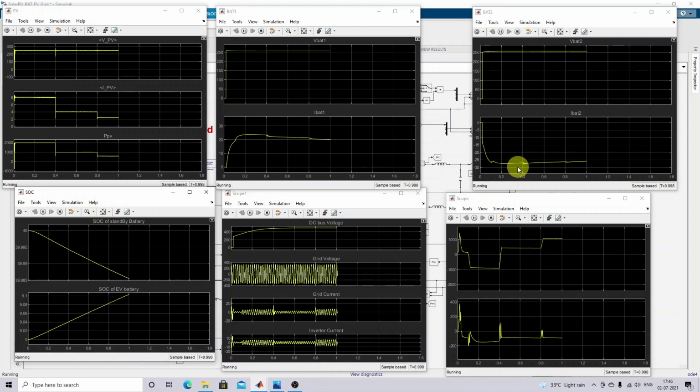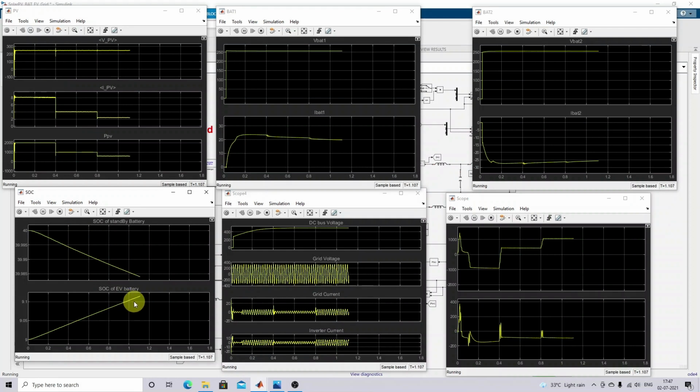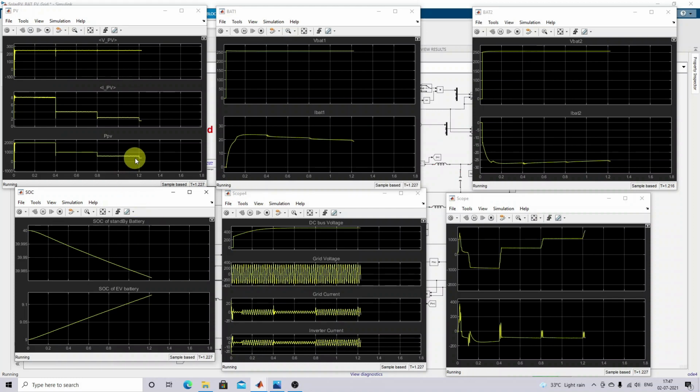The EV battery is still in charging condition, so the current flowing through the battery is negative. Negative means it is in charging mode. You can see in the SOC graph that the SOC of the EV battery is still increasing. Now the battery power is decreasing because of decreasing radiation. You can see the grid is supplying the power to the DC bus. Because of the increase in grid power, the sharing of the storage battery current also decreases.